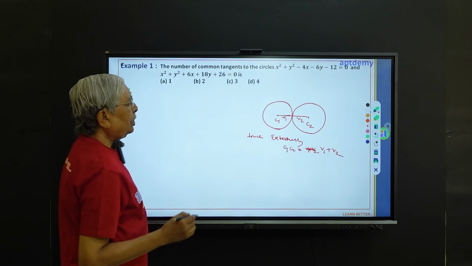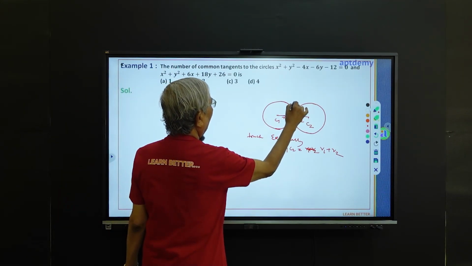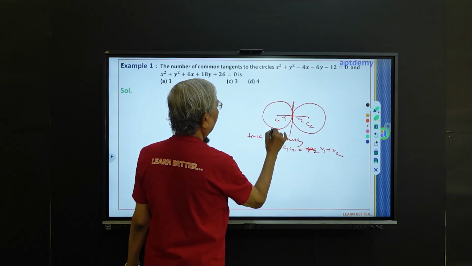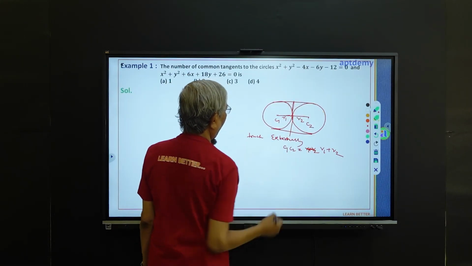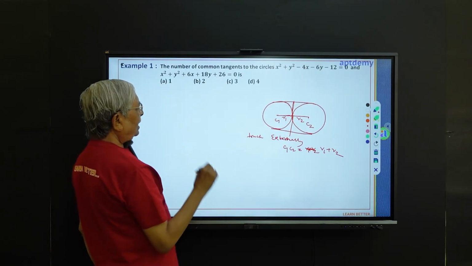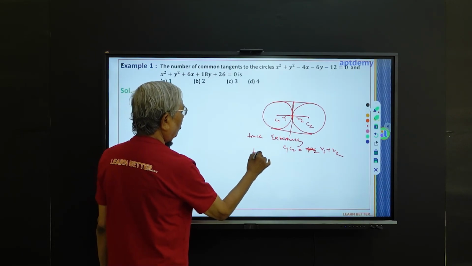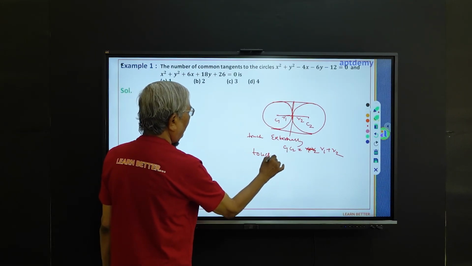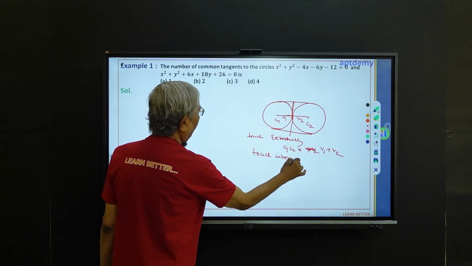How many common tangents? Here is a tangent like this. This is one common tangent. This is one tangent. So the number of common tangents is 3. Another case is that the two circles may touch internally. What will be the figure? Touch internally.